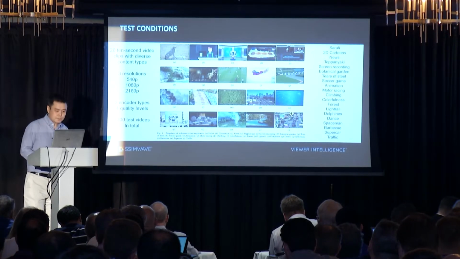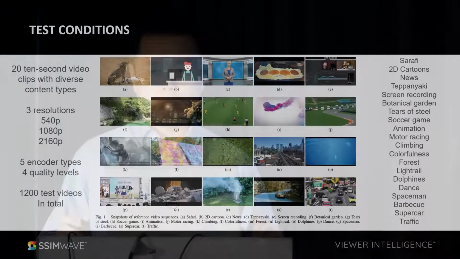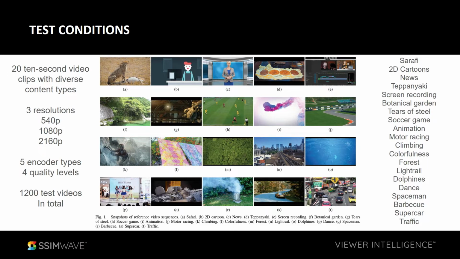These are the testing videos. We have 20 ten-second video clips, selected such that they cover a wide variety of content types. We have TV shows and movies, animations, cartoons, screen content, news, sports, and events. We also test three different resolutions because we're interested in how these encoders perform across resolutions. We picked UHD 2160p and Full HD 1080p, and also 540p. Even though that's not a very popular resolution, it's half of Full HD, so it's easier for us to observe how the encoder behaves when the resolution is reduced.